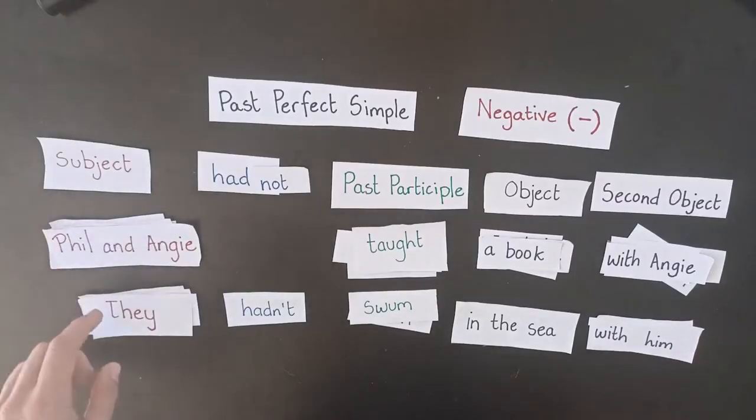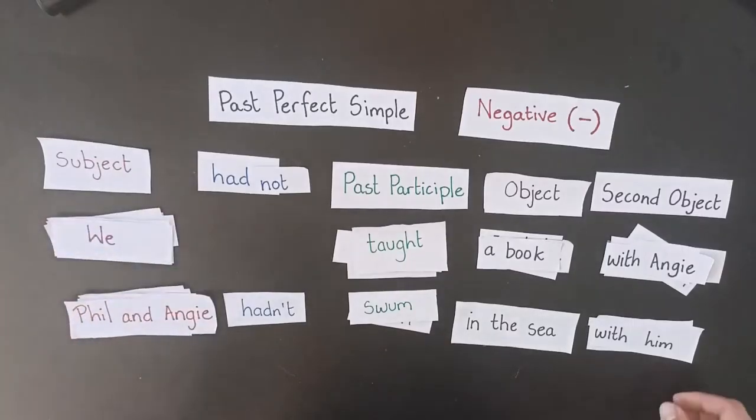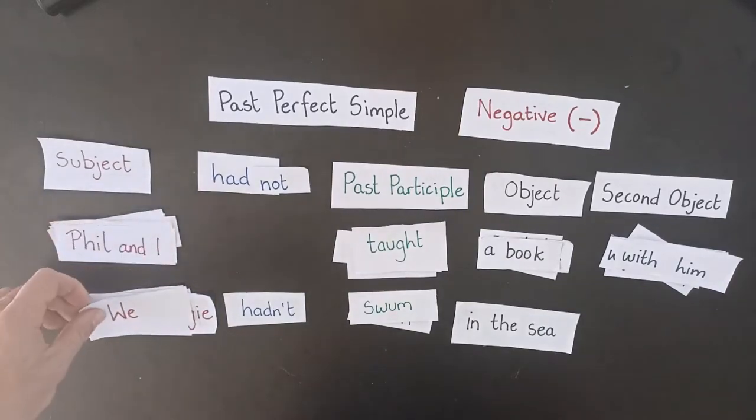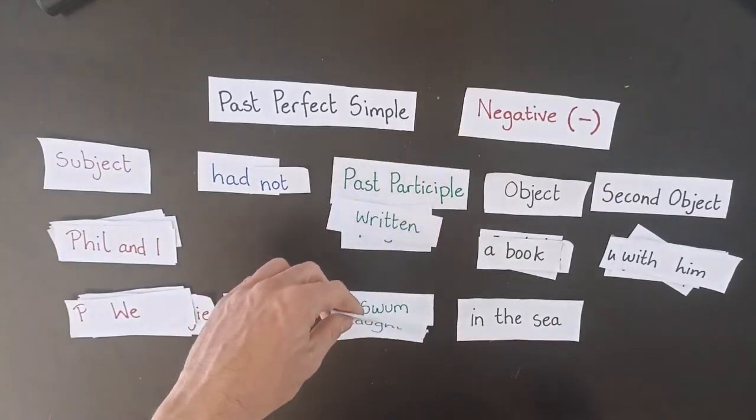What about they? They hadn't swum in the sea with him. How about Phil and Angie? Well, we can take away the second object. Phil and Angie hadn't swum in the sea. Fantastic. How about we? We hadn't swum in the sea. Excellent. Let's change the action.